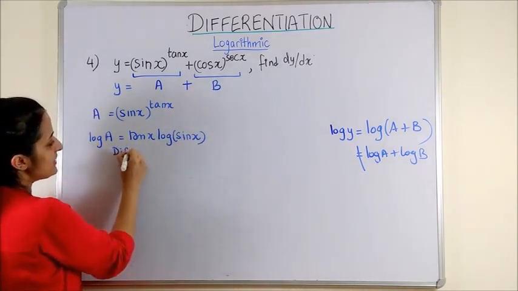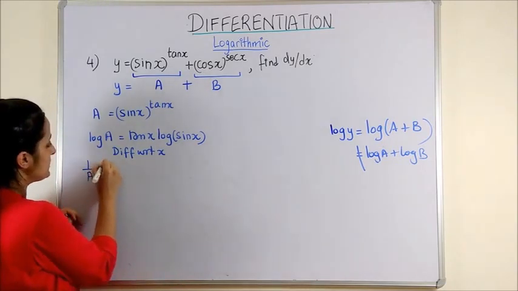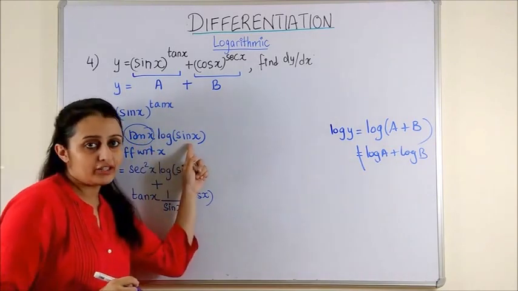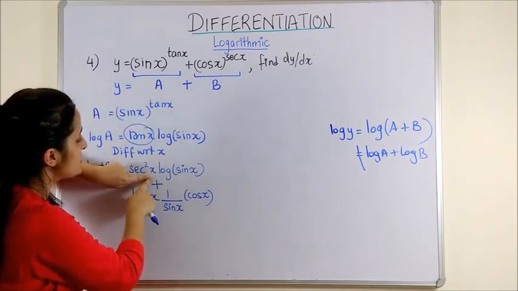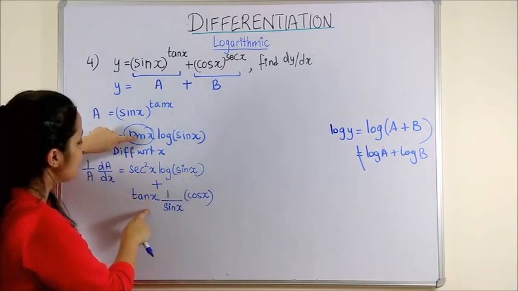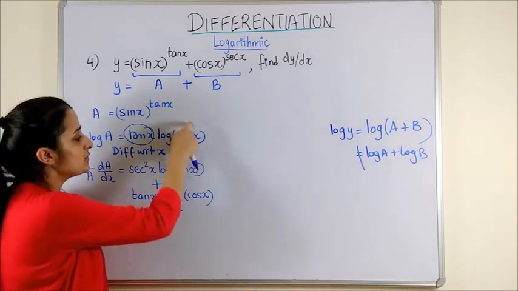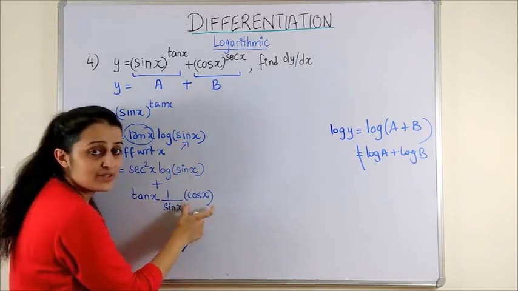Let's differentiate with respect to x. Get 1 by A into dA by dx. So on applying the product rule on the right side, you get derivative of tan x, which is secant square x, into the second function as it is, plus the first function as it is into derivative of log sin x, which would be 1 upon sin x, and then the derivative of sin x is cos x.